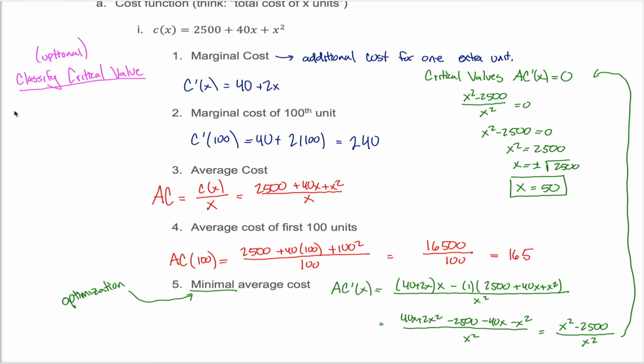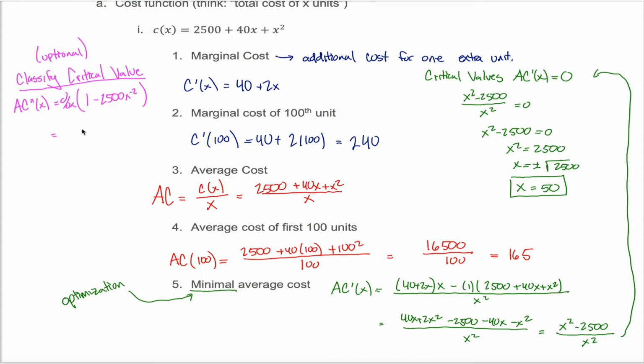To classify that critical value, I need to know the second derivative as a function of x. I know the first derivative as a function of x, I guess down here. I could take the derivative of this thing, or I could rewrite that thing and then take the derivative. Maybe that'll make the calculus a little bit easier. I can think about this as x squared over x squared, in other words, 1, minus 2,500 over x squared, in other words, 2,500 times x to the negative 2 power. In this form, it's a little bit easier to take the derivative.